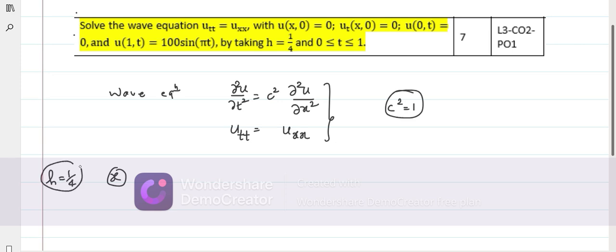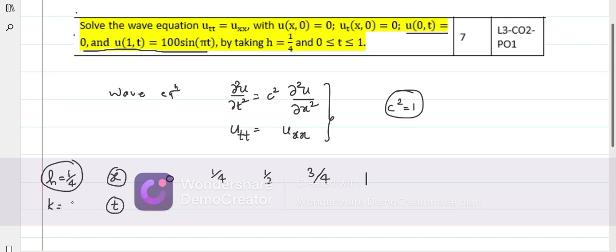And what is the range of x? From 0 to 1. So this is the boundary condition, right? These two are the boundary conditions. So x equals 0 to 1 with the step size 1 by 4. So what are the x values? 0, 1 by 4, 1 by 2, 3 by 4, right? Next, I need to write the values of t, but this time the step size is what?